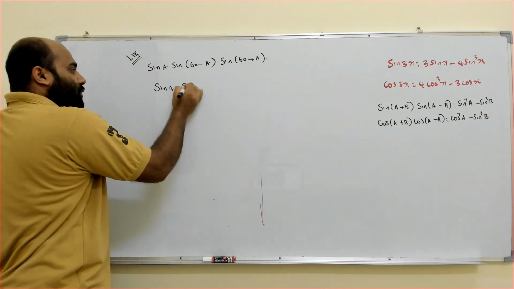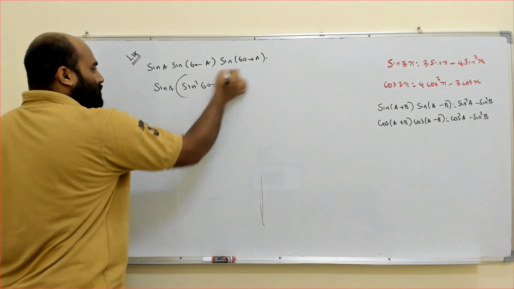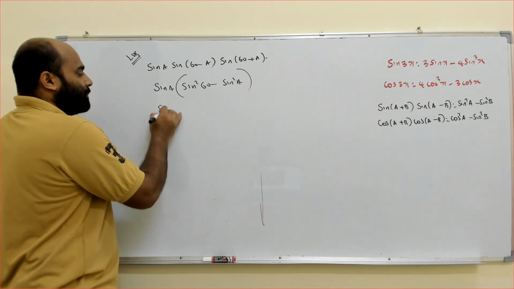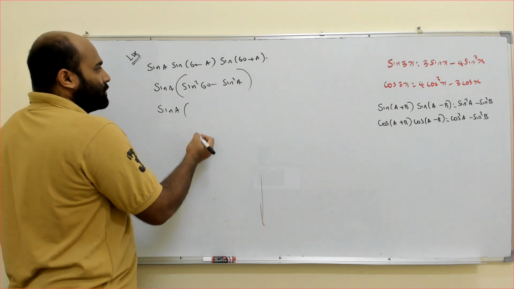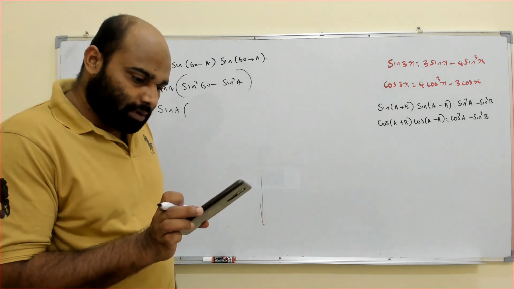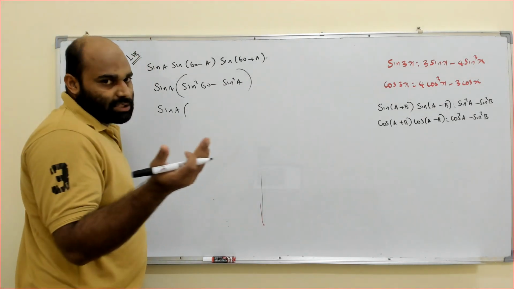Sin a into sin square 60 minus sin square a. If it is cos, don't forget, it is cos square minus sin square. So what will be sin a into, it is 1 by 4 only, just 1 minute. Yeah, 1 by 4 sin 3a. So sin square 60 how much? Sin 60 is root 3 by 2.